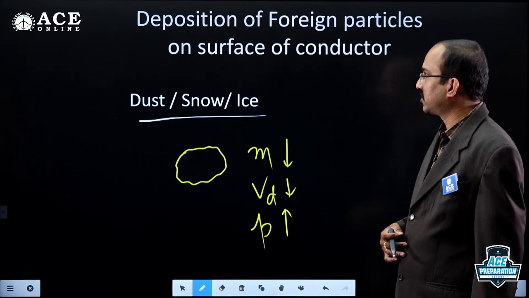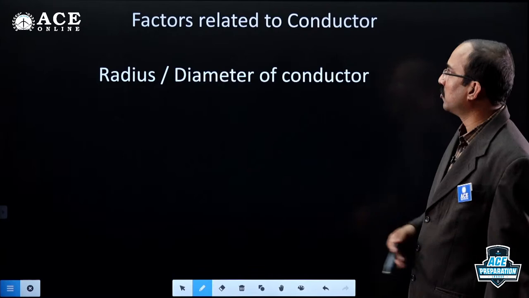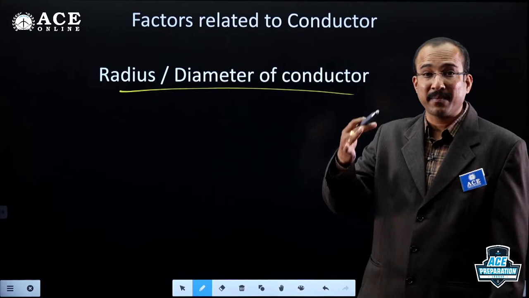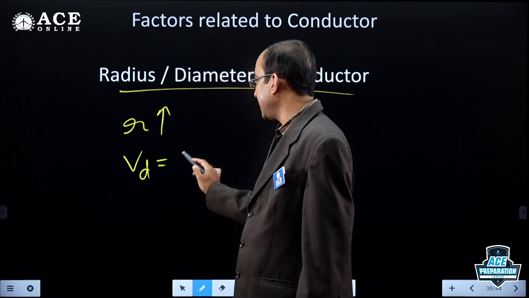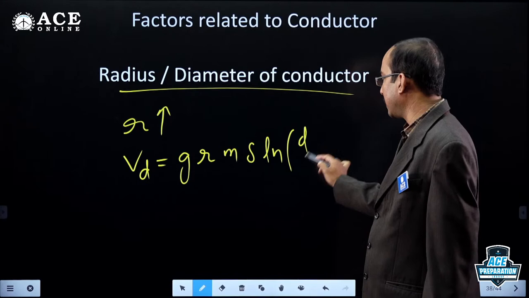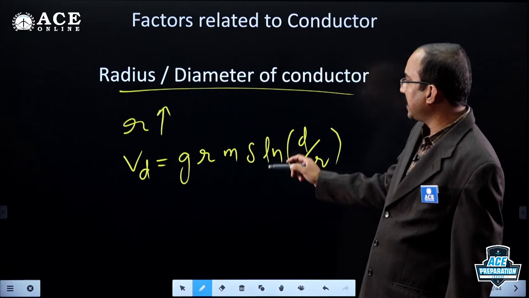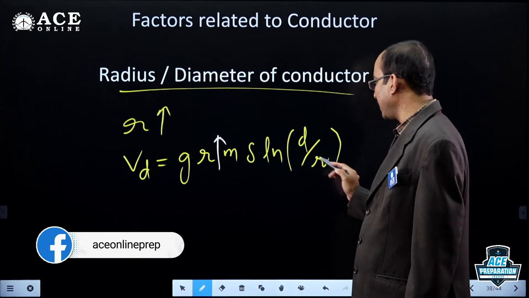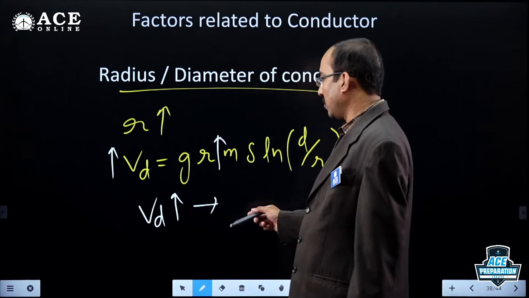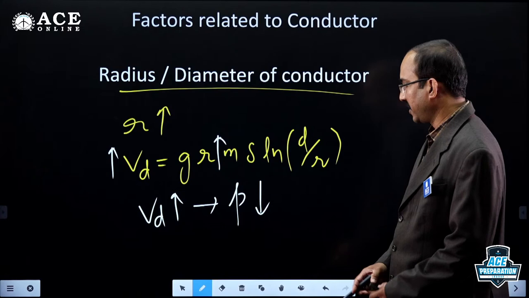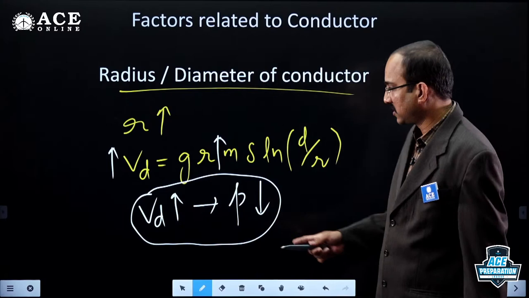Coming to the other factors related to the size of the conductor, that is the radius or diameter of the conductor. What happens if the radius is increased? Let us observe. Vd is g into r into m into delta into ln of D by r. Here, due to the increase in radius, this is a logarithm, so it will not have a major impact. So, with the increase in radius, Vd gets increased. When Vd is increased, power loss gets reduced. The visual critical disruptive voltage will have a major impact.